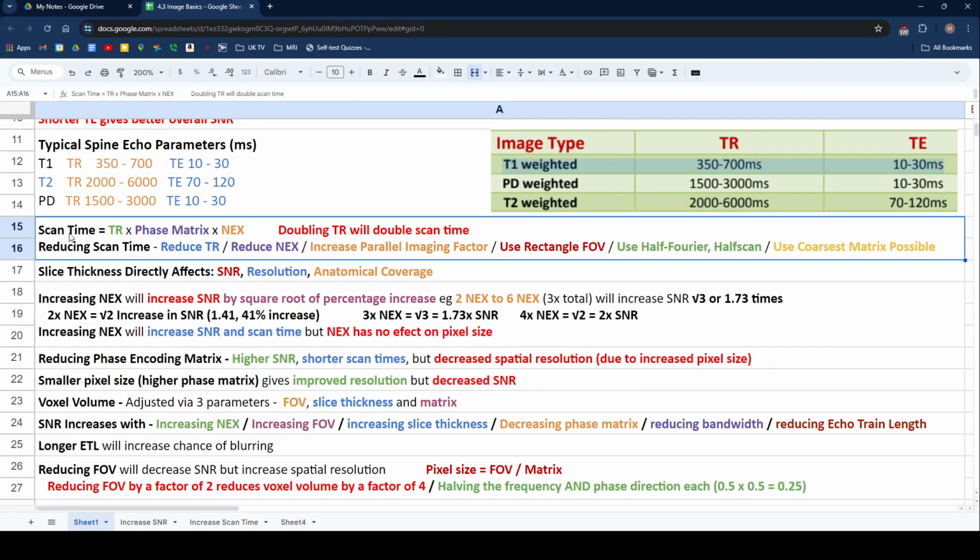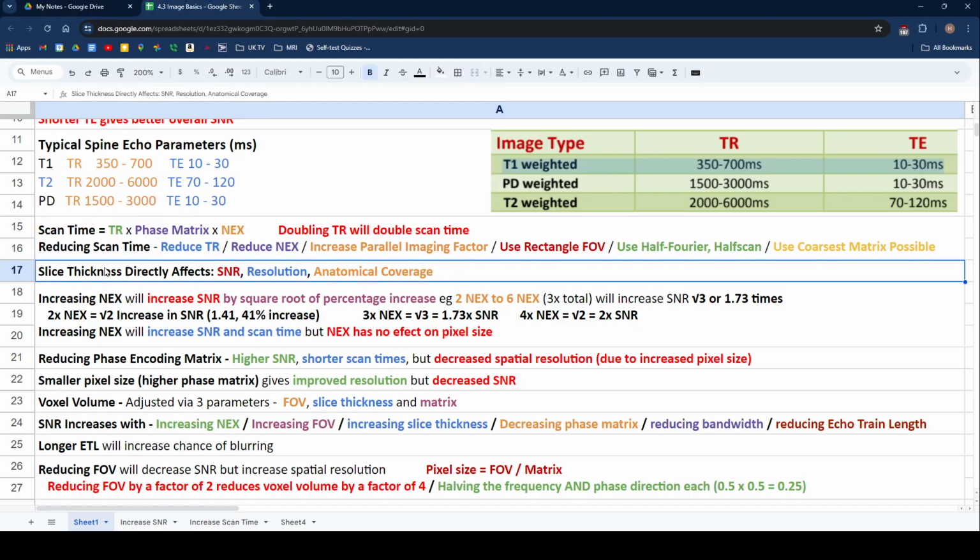Your basic scan time is your TR times phase matrix times NEX. As you can see, if you double your TR, you're going to double your scan time. To reduce scan time, you want to reduce your TR, reduce your NEX, increase your parallel imaging factor. You can use a rectangular field of view, use half Fourier or half scan, and use the coarsest matrix possible. Slice thickness directly affects signal to noise, resolution, and anatomic coverage.